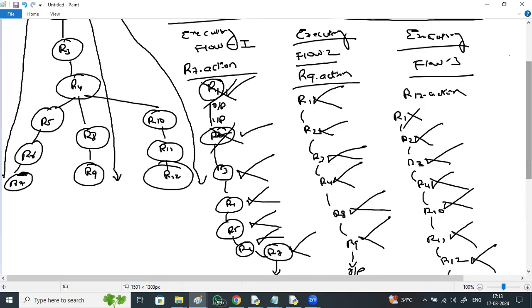Now, after executing the 3 flows, how many RTDs are in the RAM? Within the RAM, how many RTDs are there? Zero. No RTDs are in the RAM, right? So you can trigger other flows, other flow executions can be done.